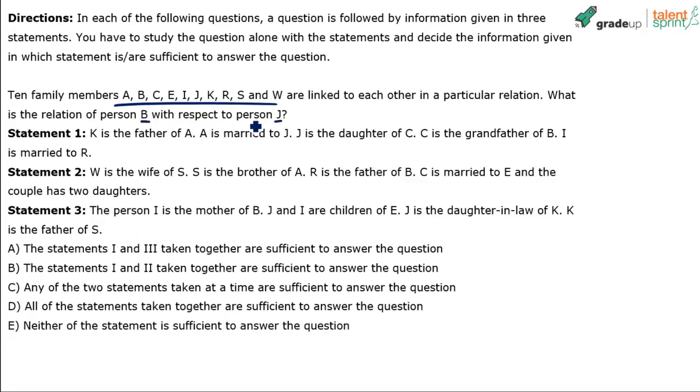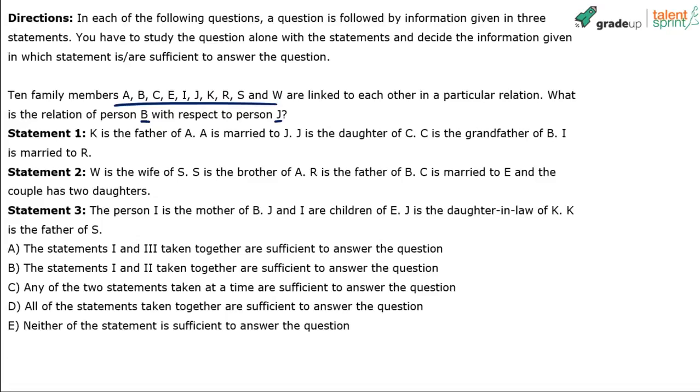Person B with respect to J. Understand, the relation of person B with respect to J is different from the relation of person J with respect to B. Many of us fail here. Many of us do not understand this, right?